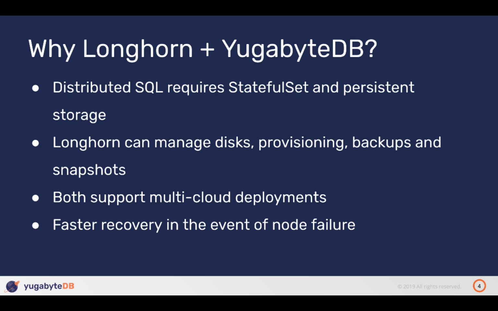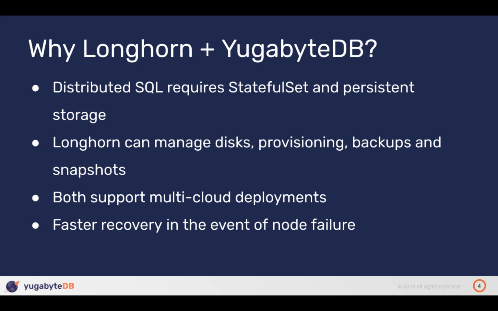Well, YugabyteDB is a distributed SQL database that's going to require stateful sets and persistent storage when it's running in a Kubernetes environment. So Longhorn can actually do the disk management, the provisioning, the backups, and the snapshots so that Yugabyte can offload those duties to software that's designed to handle those sorts of activities well. They both support multi-cloud deployments, so if the organization wants to, say, deploy a distributed SQL cluster that's going to span multiple clouds, Longhorn is a vehicle that can help enable that sort of deployment.